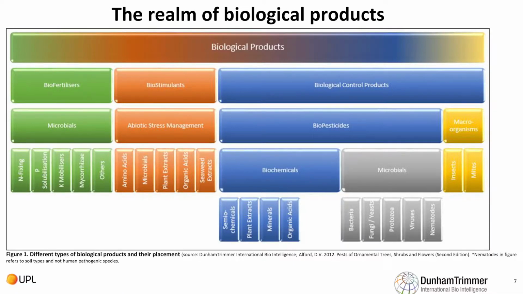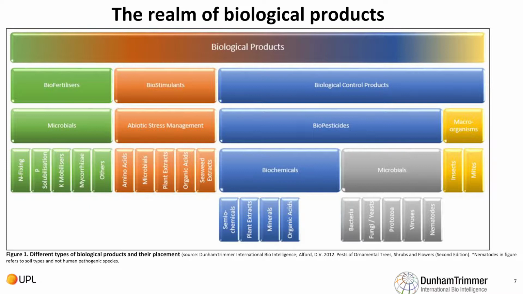The slide here gives an overall scope of the realm of the biological product industry. There are really a lot of different types of products, functions, active ingredients, and formulations to work with. On the most left-hand side, you will see your biofertilizers being incorporated into the microbial section, as defined in many different definitions, but we'll still get to that a bit later on.